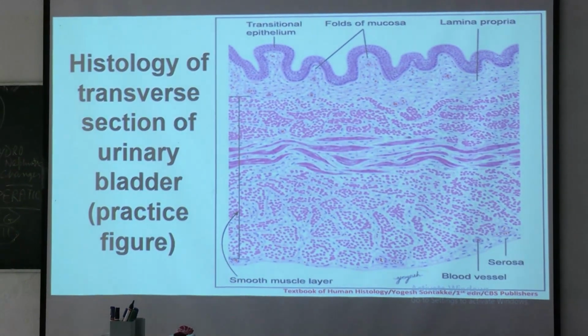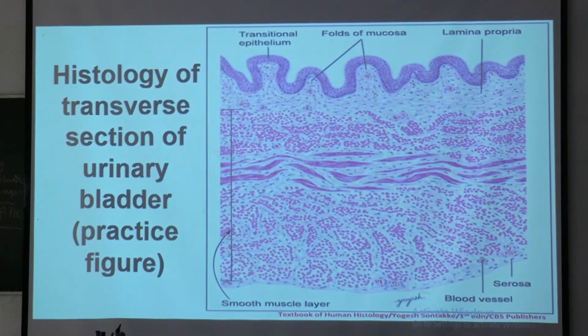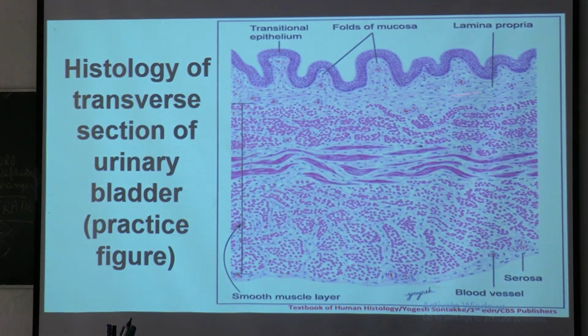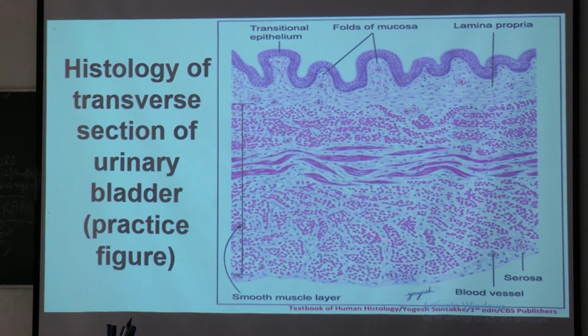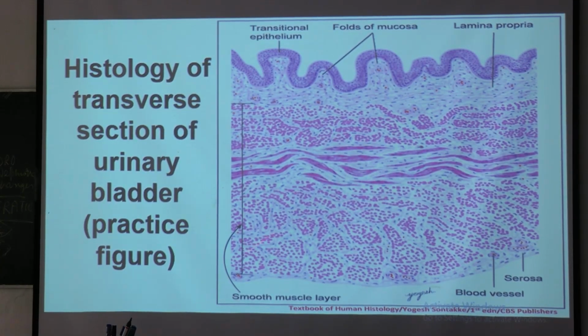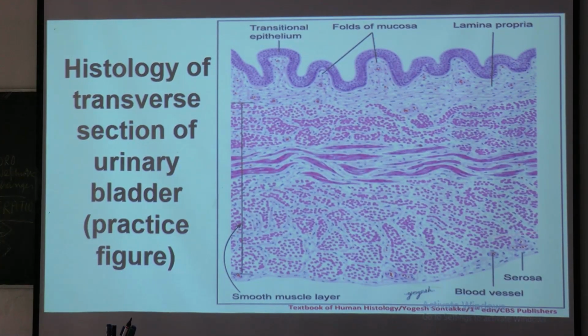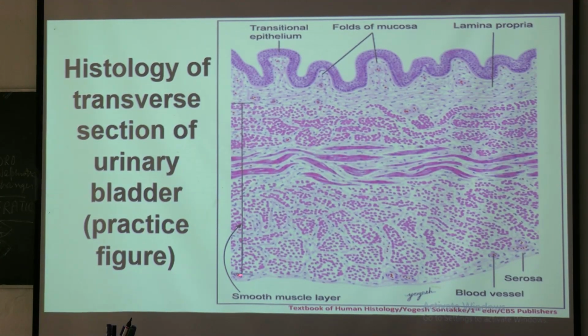So you draw a diagram like this. Histology of transverse section of urinary bladder, practice figure. You can see this is the lumen, this is the mucosa lined by transitional epithelium, here is the lamina propria, these are the muscle layers, inner and outer longitudinal and middle oblique layers. Okay, and muscle fibers are disposed in different directions. Outermost is the serosa in peritoneum covered areas, and adventitia in areas where peritoneum is not present. Okay, in serosa you can see sections of blood vessels.